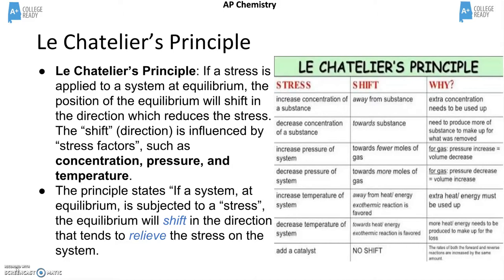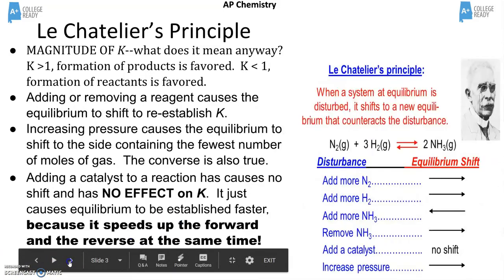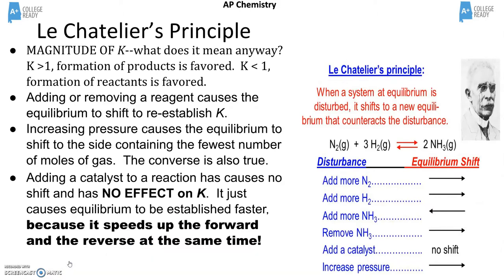So we're going to talk about how the system will relieve the stress in terms of magnitude of K. So remember K from equilibrium basics. If K is greater than 1, then the equilibrium is shifting in the product side. In other words, there are more products being formed than reactants. If K is less than 1, then the formation of reactants is favored more so than products.